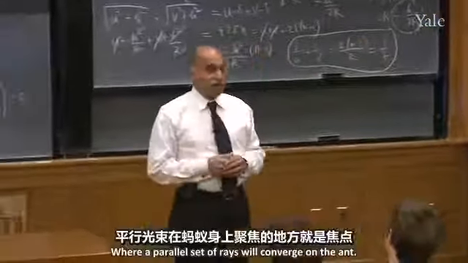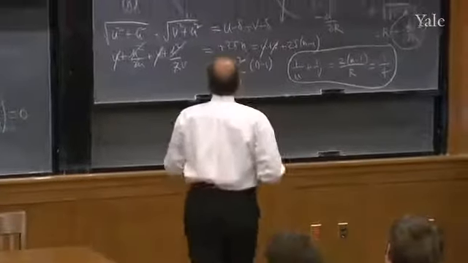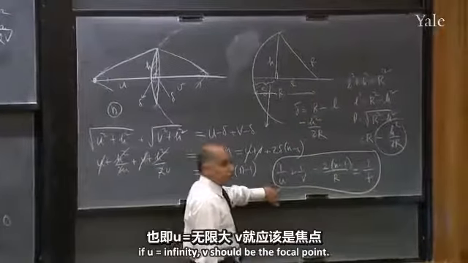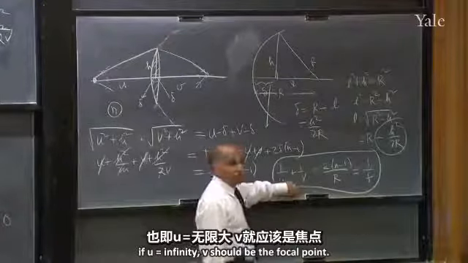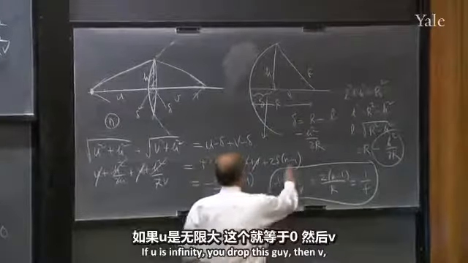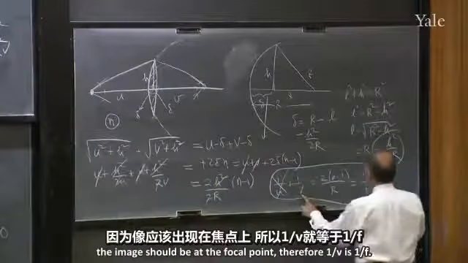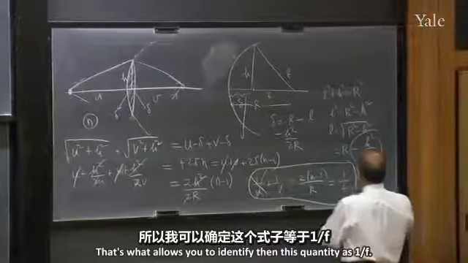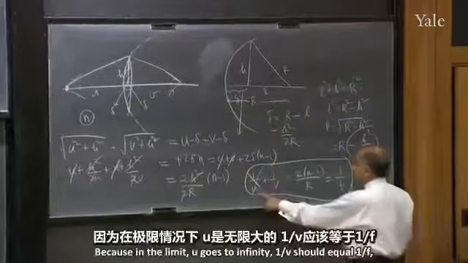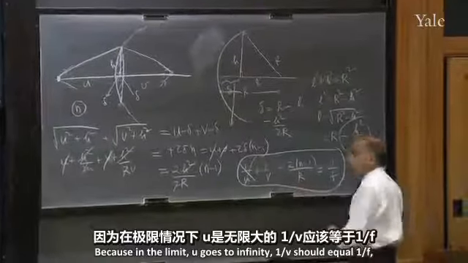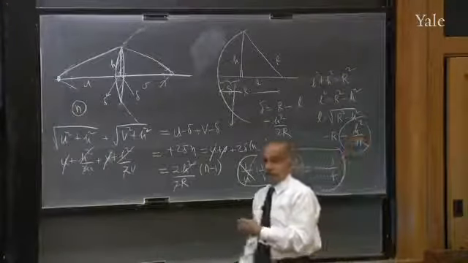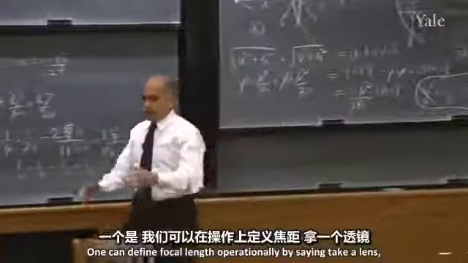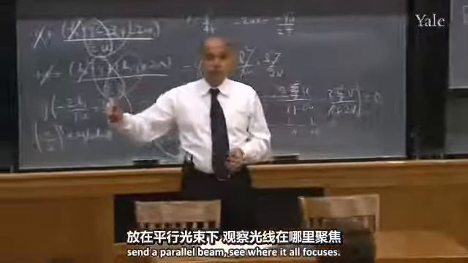Where a parallel set of rays will converge on the ant. So if you send rays from infinity, if u is equal to infinity, v should be the focal point. If u is infinity, you drop this term, then v, the image, should be at the focal point. Therefore, 1 over v is 1 over f. That's what allows you to identify this quantity as 1 over f. Because in the limit u goes to infinity, 1 over v should equal 1 over f. But this is a calculation of the focal length. See, there are two things. One can define focal length operationally by saying take a lens, send a parallel beam, see where it all focuses. That's the focal length.